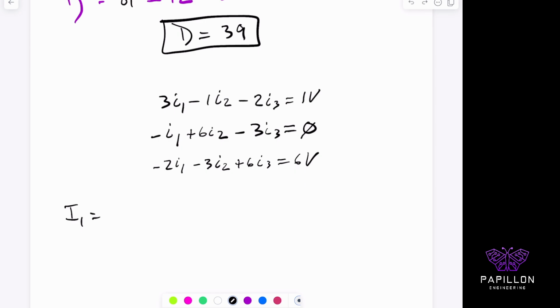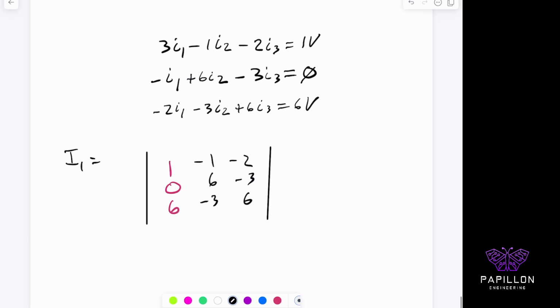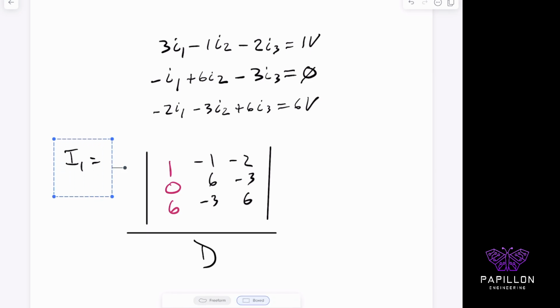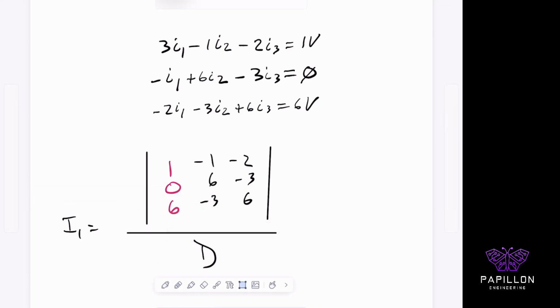So based on Cramer's rule, now I replace that column with 1, 0, 6, and I keep everything else the same. So I put minus 1, 6, minus 3, minus 2, minus 3, positive 6. It's going to be my determinant, and all of that over D will equal I1, okay? So that is what the solution of I1 is going to look like.